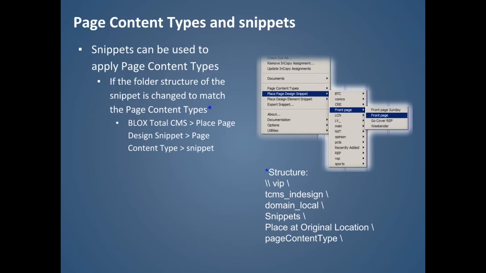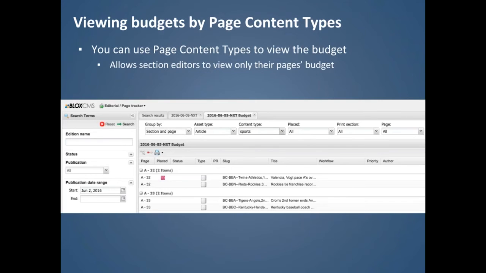Now, one of the other really important things for these page content types is that you could view them as a kind of virtual page name, so that instead of referring to, say, sports, like this is showing as being the C section, sports can actually be a set of pages. In my particular case here, I've got A32 and A33 as being sports, but I don't have to know that when I am working on the budget.